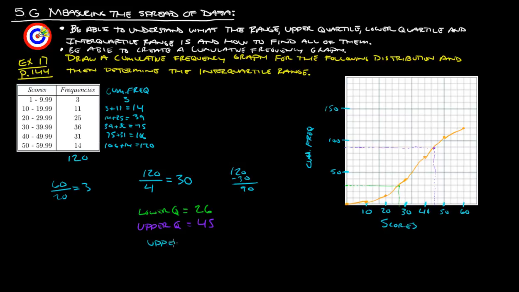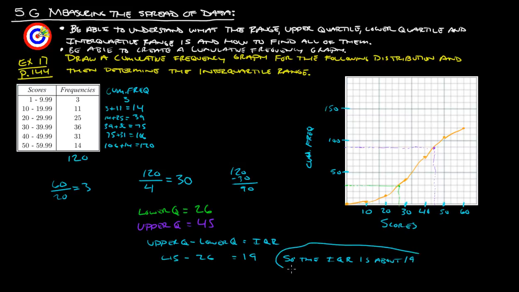So then we take the upper quartile minus the lower quartile, which gives us our interquartile range, right? So in this case we do 45 minus 26. This gives us 19. So the interquartile range is about 19.